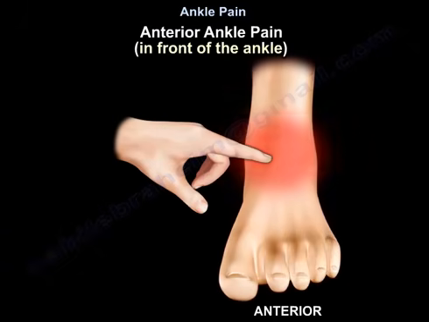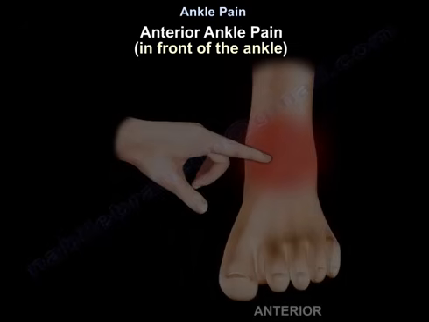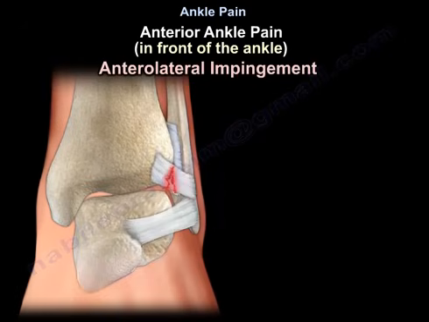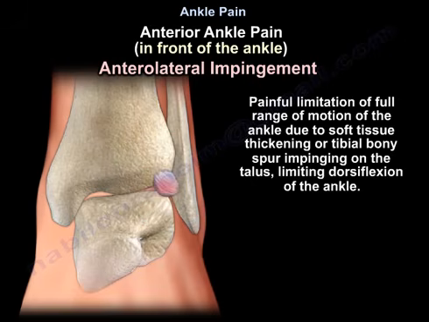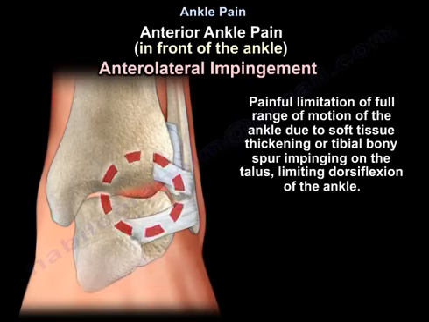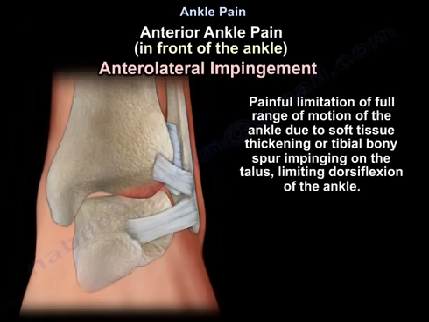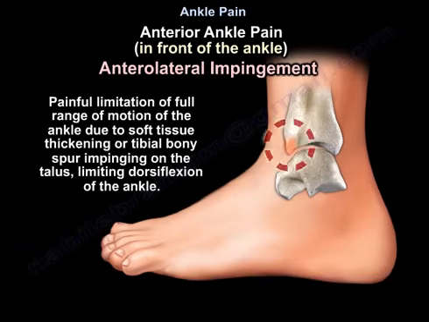Causes of anterior ankle pain. Anterolateral impingement means there is painful limitation of range of motion of the ankle due to soft tissue thickening or tibial bony spur impinging on the talus, limiting dorsiflexion of the ankle.